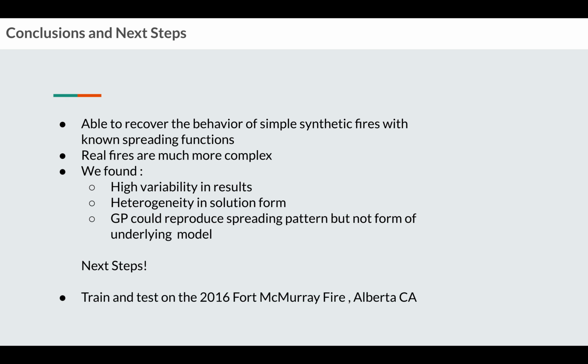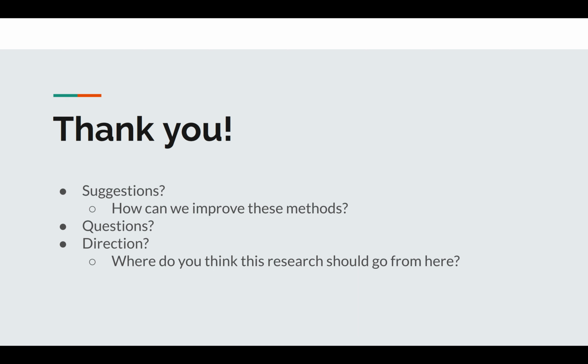Our next steps are to take this method and try to reproduce a real fire, specifically the 2016 Fort McMurray fire that happened in Alberta, California. And then the next step is to introduce those two objectives as a multi-objective fitness function, so that individuals that are allowed to pass on to the next generation are really good at both generalizing across multiple time scales and different landscapes.